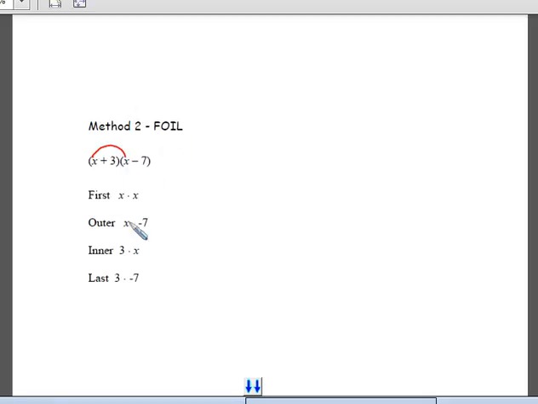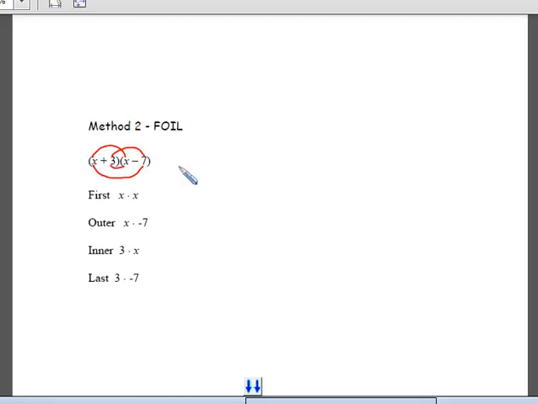O stands for outer. So I go to the outer two terms. So x is on the outer edge of this, and negative 7 is on the outer edge of the other one, outside, if you will. So x times negative 7. I stands for inside. So if x and negative 7 are the outer terms, the inner or inside terms are 3 and x. And then last, the last term in each binomial, and it looks like this.